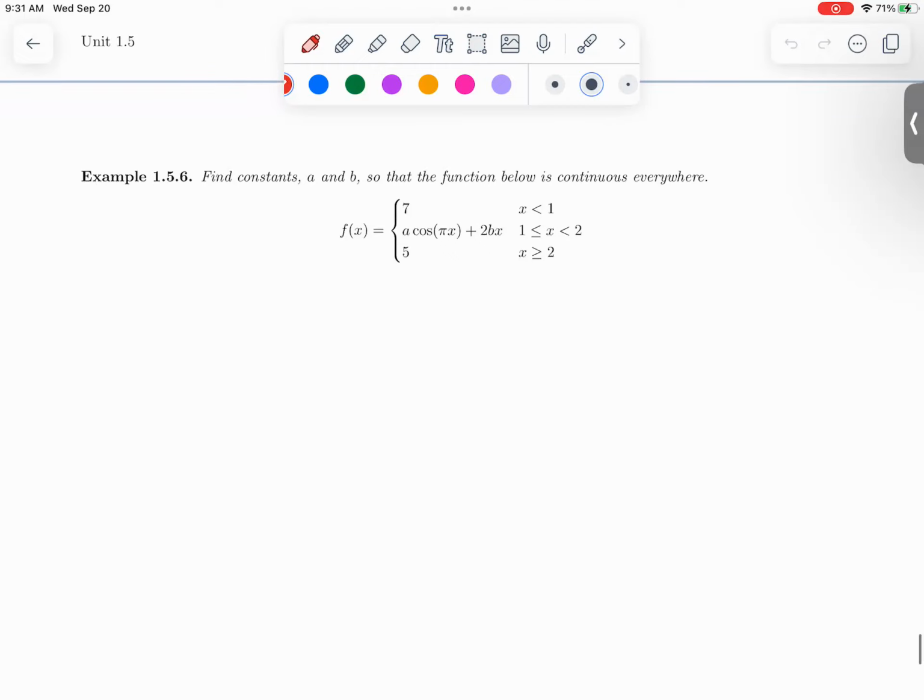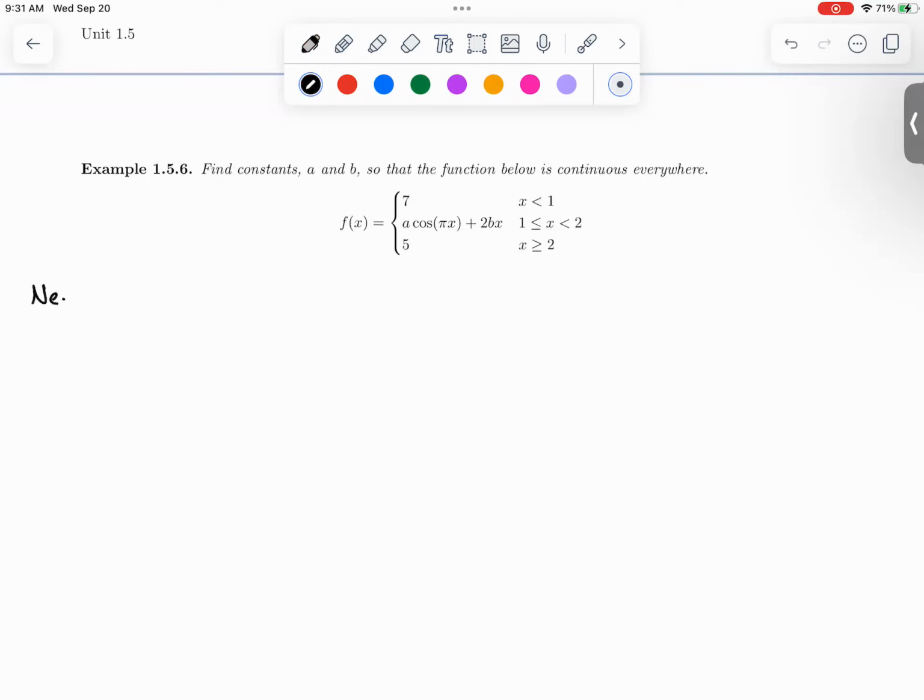So we need the limit as x approaches 1 from the left of f of x to equal the limit as x approaches 1 from the right of f of x. We need that to be true. If we're approaching 1 from the left, we're going to be the first function, right? We're going to be in function number 1. So let's go ahead and find those off on the side here.